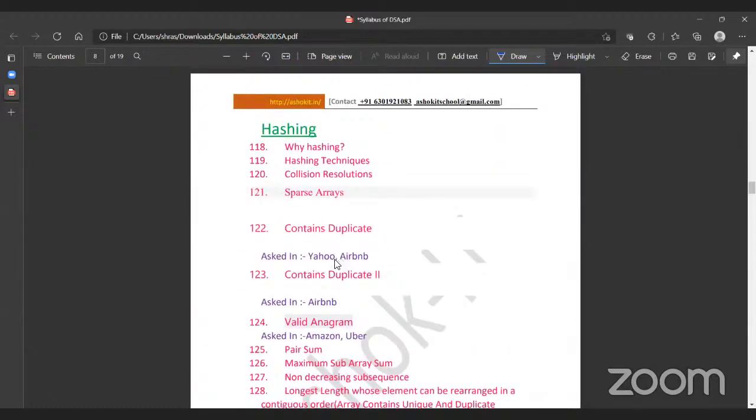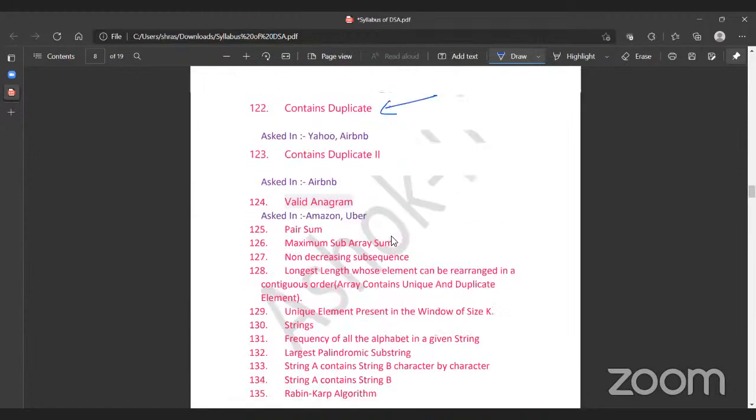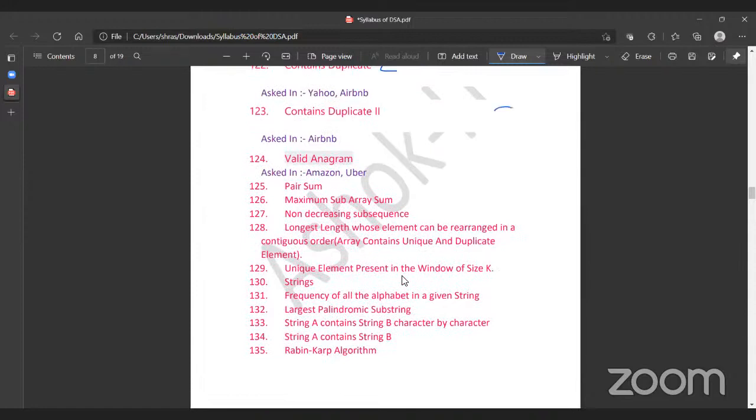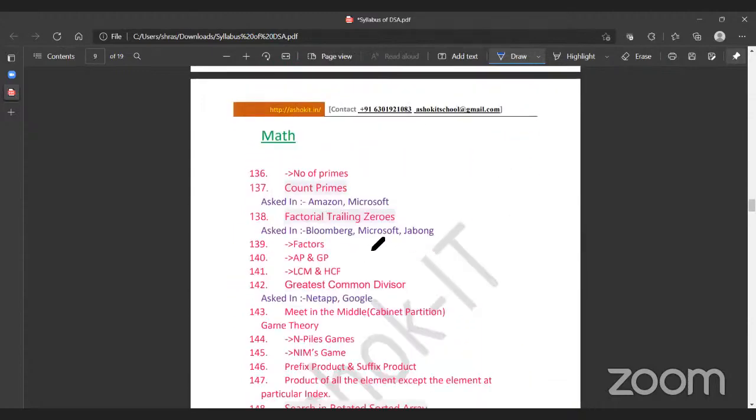Next is hashing. What is hashing? What kinds of hashing techniques are there? Depending on the hashing techniques, all these topics and the dependent questions are going to be covered. I hope it's clear. Guys, is it clear? You can see lots and lots of questions being asked. Companies like Amazon, Uber, Airbnb, Yahoo ask questions on hashing, so it's an important topic.